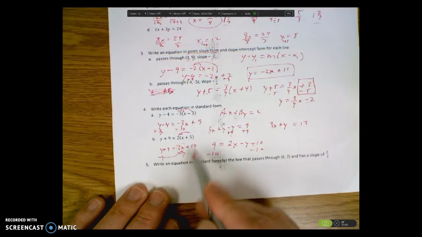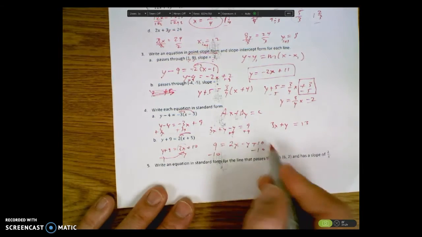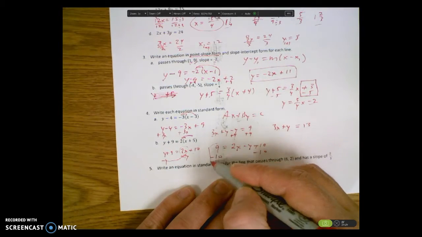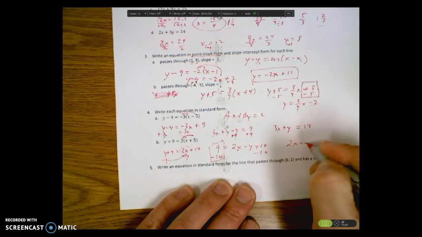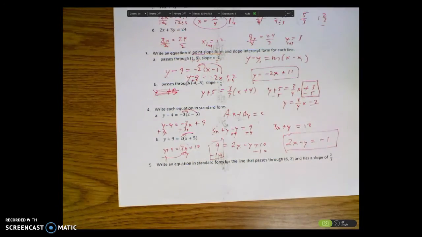And a lot of people might do this in one shot. So they might subtract 10 at the same time they're subtracting y. It'll save you this step, but it doesn't really matter how you do it. And I'm going to write, this is the negative 1, 9 minus 10. I'm going to write that on the right side. So 2x minus y equals negative 1. So there's my answer for that.